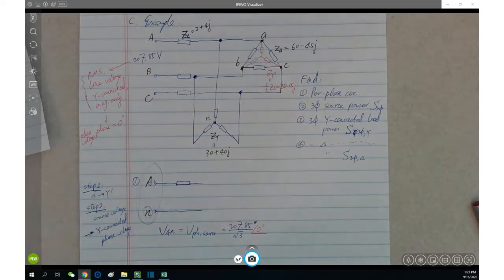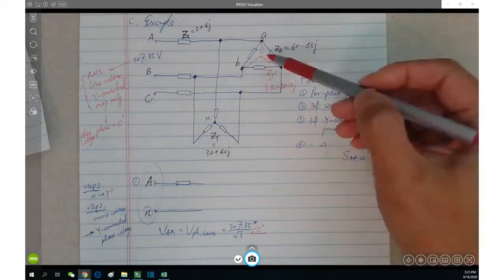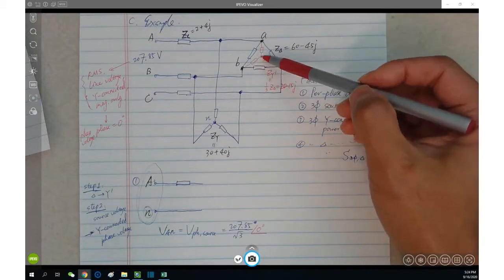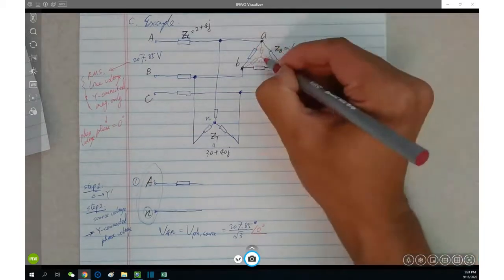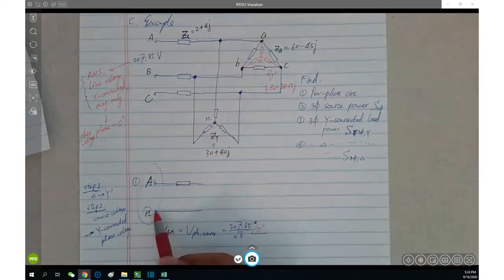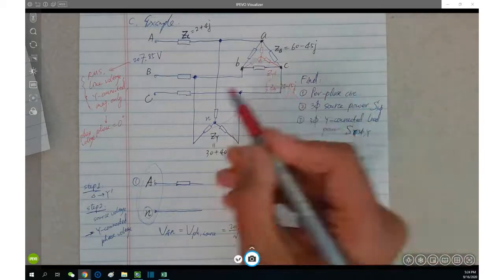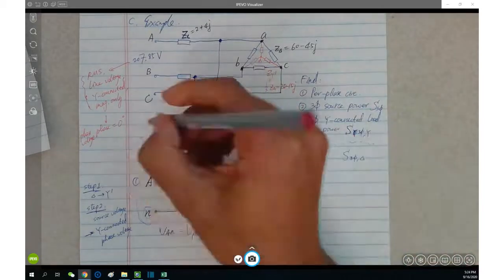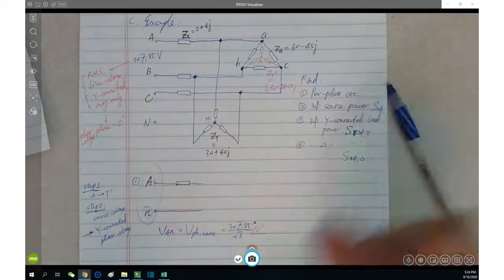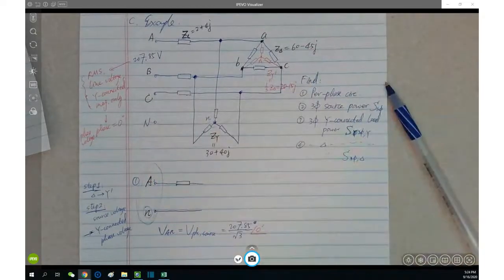Excellent, excellent. Very good. After having the neutral point in the red here, that neutral point is considered the same neutral point. It's pretty much shorted with here, which is the ground here, which is actually also assumed to be shorted with what? The source ground, capital N, since the source is Y connected as well.